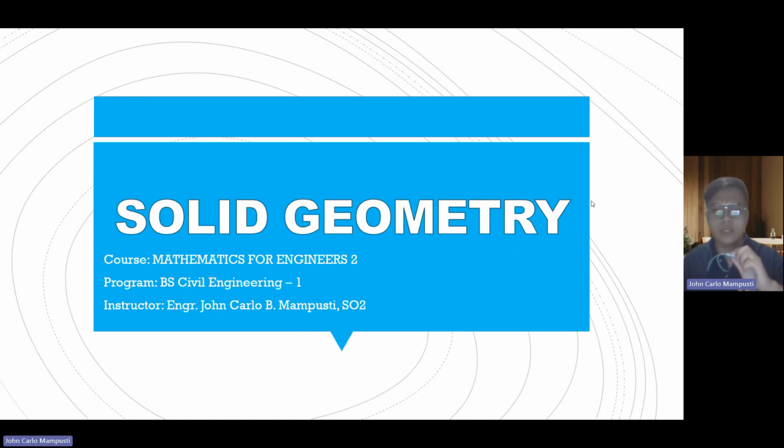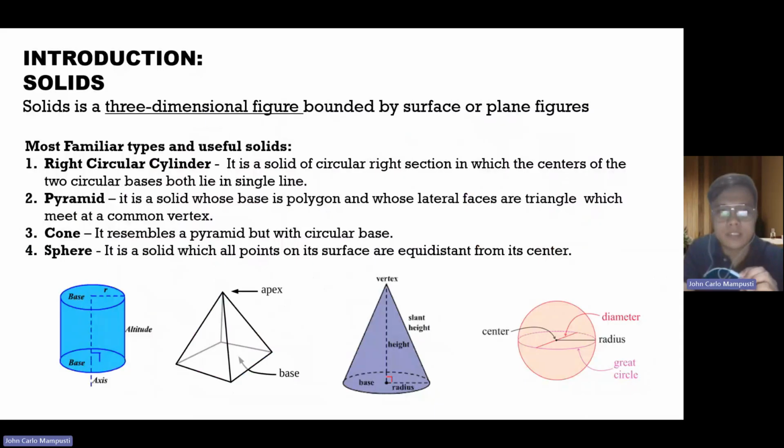So good day everyone. For our next chapter, we have solid geometry. We're done with the analytic geometry and plane geometry. So dito na yung last chapter natin, which is the solid geometry. We're going to discuss different kinds of solids.